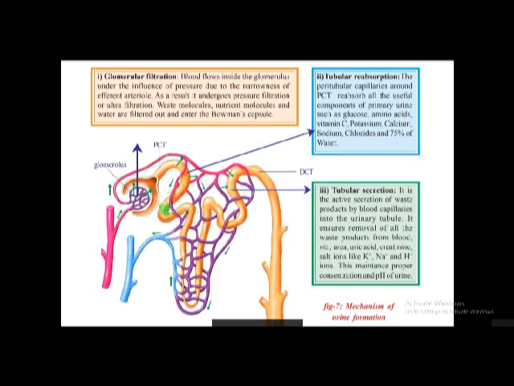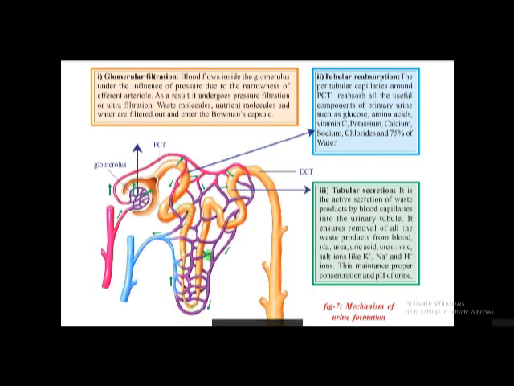In the first convoluted tubule, the second step takes place, that is called tubular reabsorption. Here most of the water in the urine is reabsorbed. Approximately 70 to 80% of water in the urine is reabsorbed in the proximal convoluted tubule. This is called tubular reabsorption. Also along with water, useful substances like glucose, amino acids, vitamin C, potassium, calcium, etc. are also absorbed here. And next, urine enters into the loop of Henle.